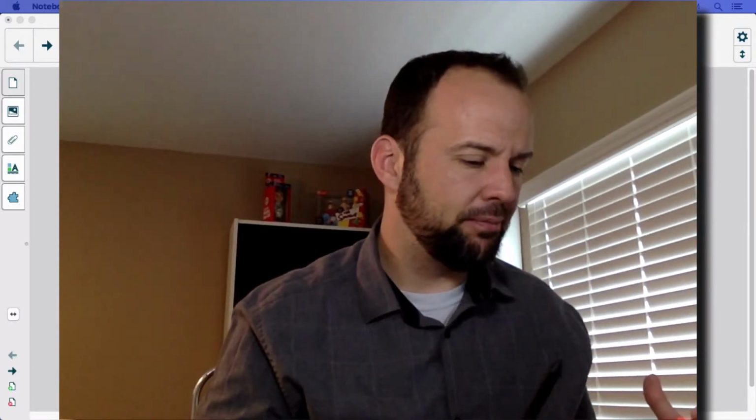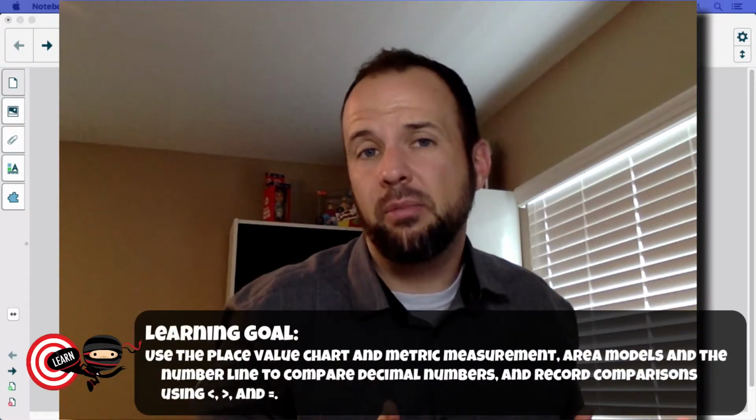So we're going to have 2 goals for today, okay? And these goals kind of correspond to each other. Basically, that's why we're combining these lessons, because they have a lot in common. We're going to be comparing decimals, okay? Looking at decimals and being able to tell which one's bigger, which one's smaller. And we're going to be doing that a few different ways.